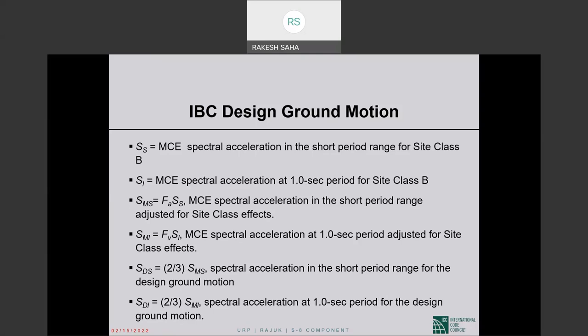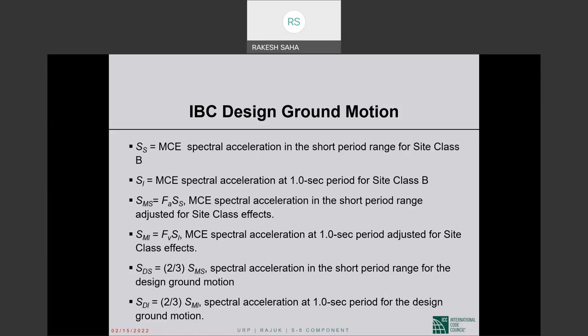S sub S is the spectral ordinate at a period of 0.2 seconds, corresponding to the maximum considered earthquake on site class B. S sub 1 is the spectral acceleration at a period of 1 second, also corresponding to the maximum considered earthquake on site class B.